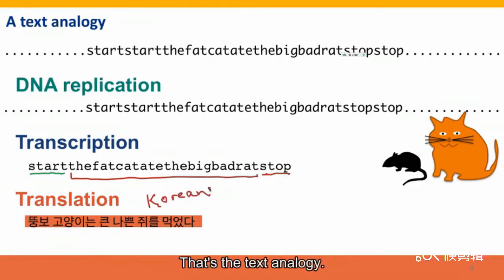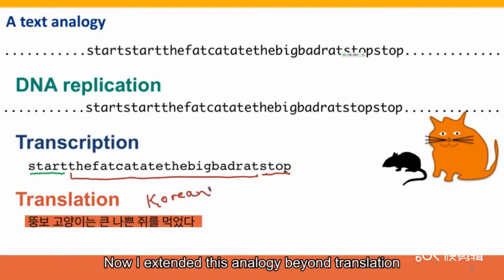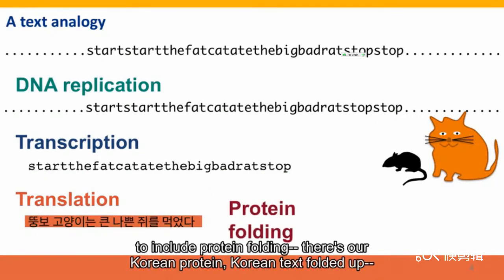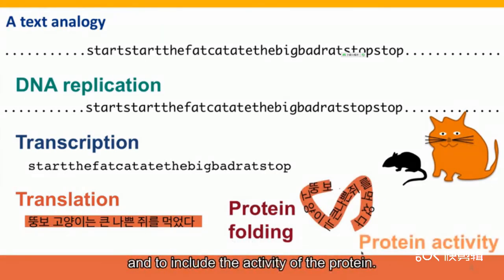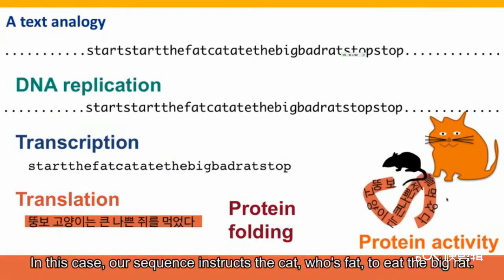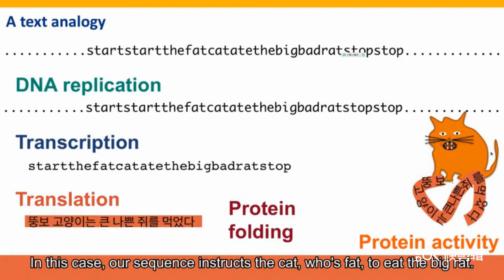That's the text analogy. Now, I extended this analogy beyond translation to include protein folding. There's our Korean protein, Korean text folded up, and to include the activity of the protein. In this case, our sequence instructs the cat, who's fat, to eat the big bad rat. I know it's cute.